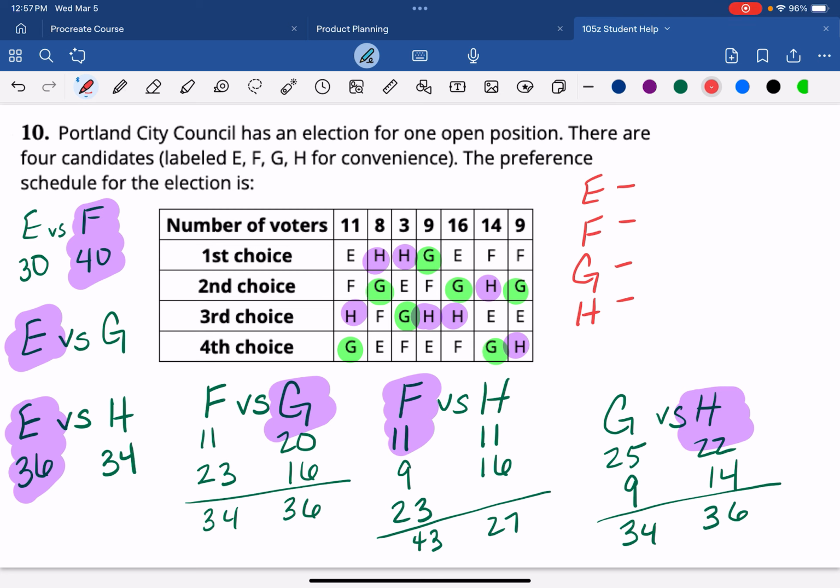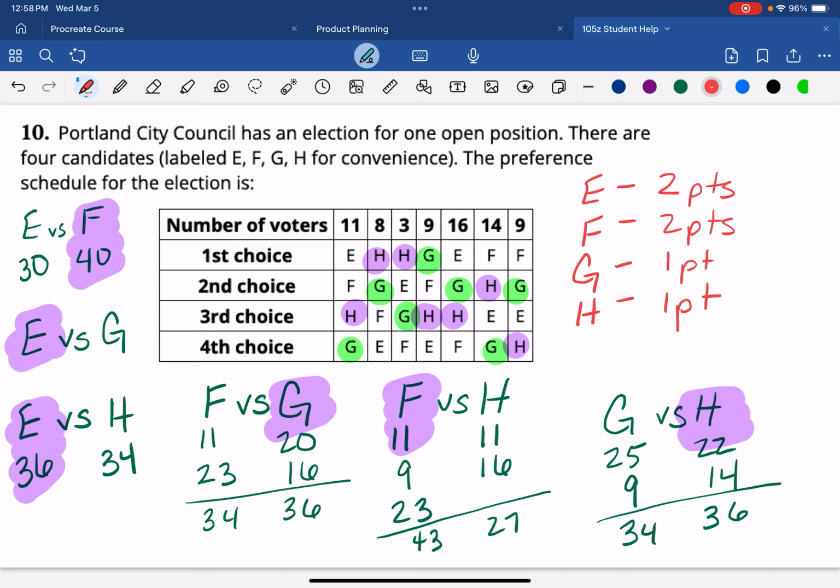So E is highlighted 2 times, so E gets 2 points. F is highlighted 2 times, so F also gets 2 points. G is only highlighted once, so G would get 1 point. And then H is only highlighted once, giving H 1 point.